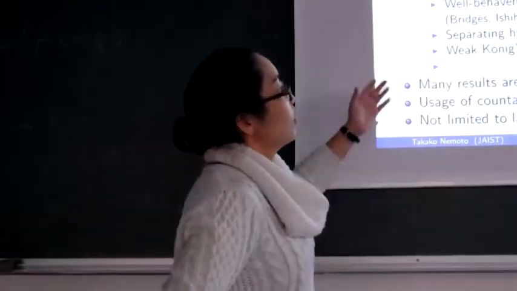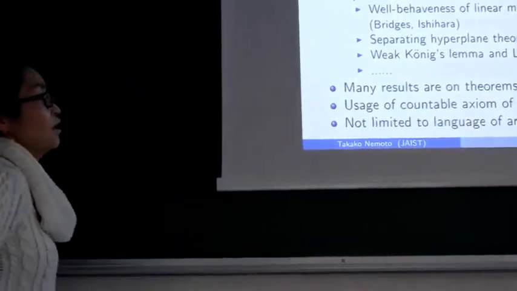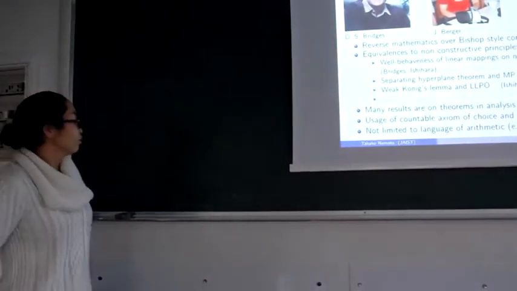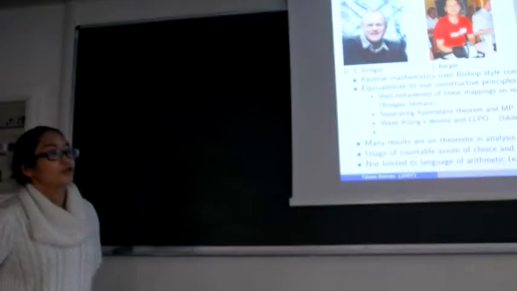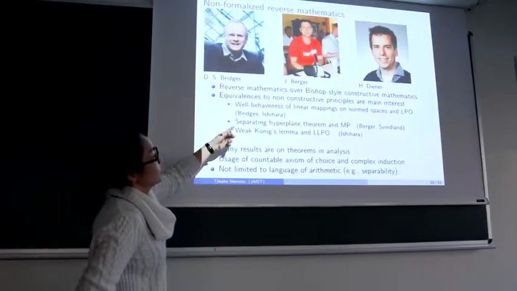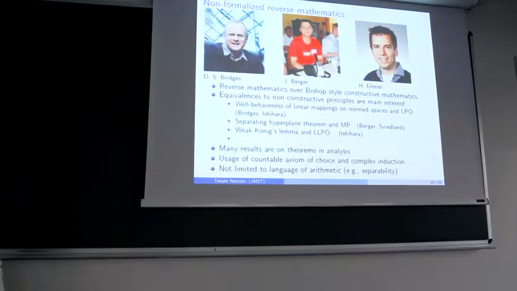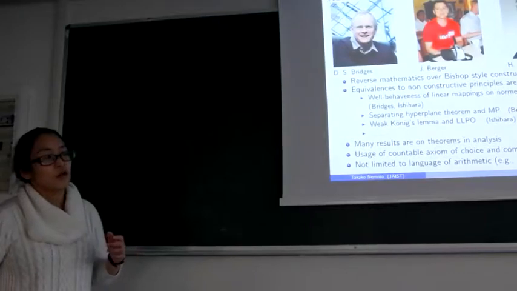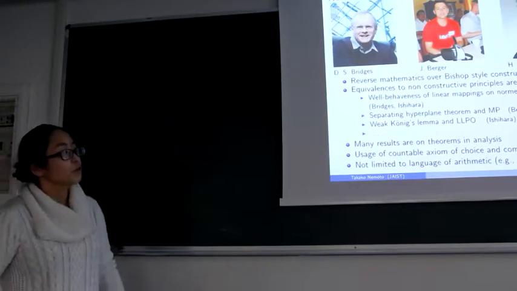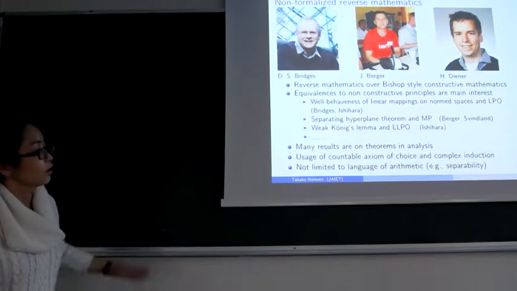There are some examples. Nullity of a bounded linear mapping, that is a kind of property of linear mappings of normed spaces, is equivalent to the limited principle of omniscience. That is, if I formalize it, it could be called Sigma-0-1 law of excluded middle. And this is a recent result from a few years ago about the separating hyperplane theorem and Markov's principle, a kind of double negation elimination. If I formalize it, it could be called Sigma-0-1 double negation elimination. And the weak König's lemma and LLPO. LLPO is a kind of De Morgan's law, et cetera.